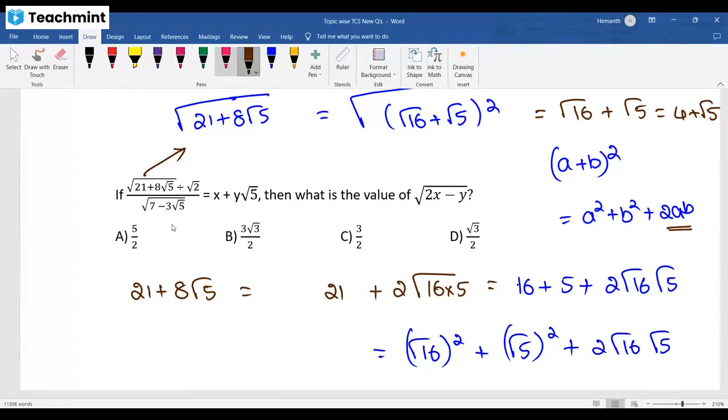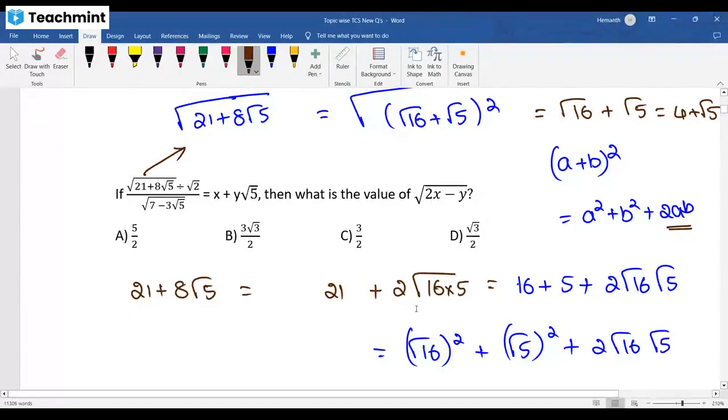We have rationalization also to be performed. We'll do that as well. First, are you clear with this? 4 plus root 5, how you got? Yes. Fine, thank you.